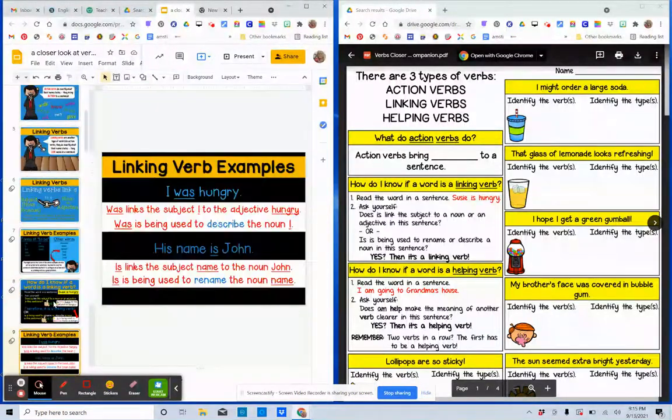Sorry, I lost my train of thought, guys. Linking verb, I was hungry. Was links the subject I to the adjective hungry. Was is being used to describe the noun, so I was. Was is linking the subject I to the adjective hungry. And was is being used to describe the noun.